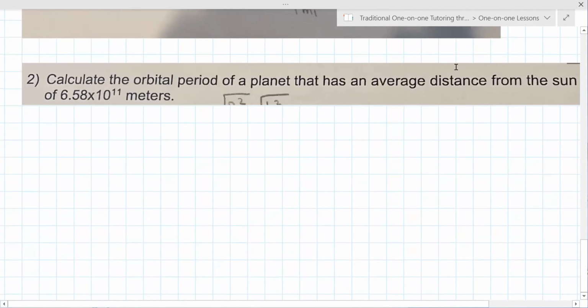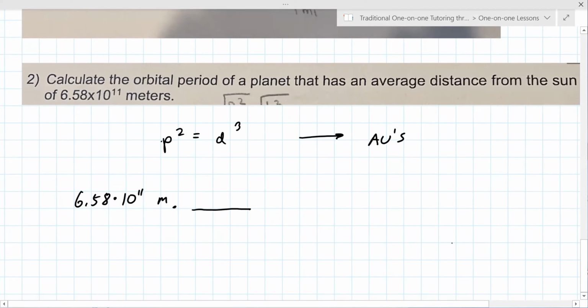All right, so let's look at number 2 again. It says calculate the orbital period of a planet that has an average distance from the sun of this number here. So they're giving you D, okay? You need to convert this distance into AUs. It's in meters. We know down here we have 93,000 miles as 1 AU, but since we don't have miles, we have to convert this into miles.